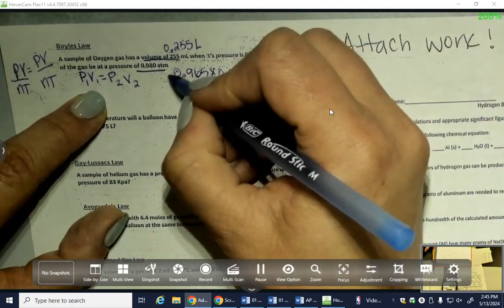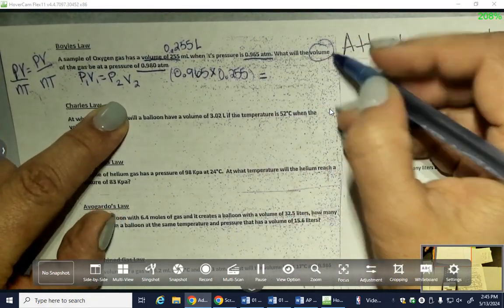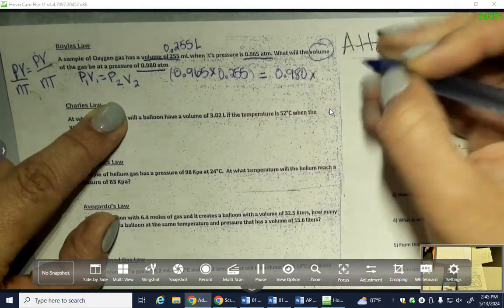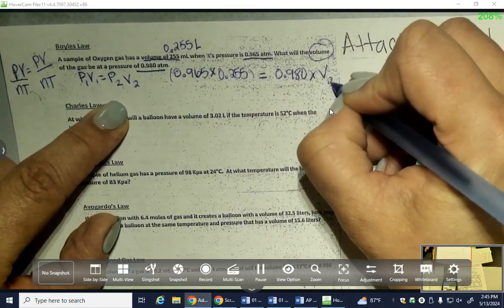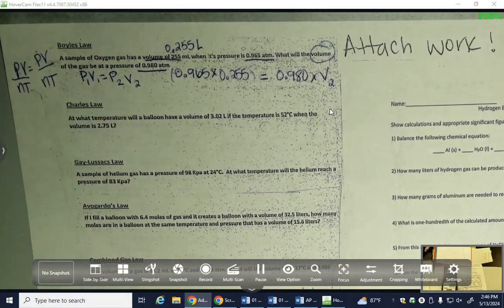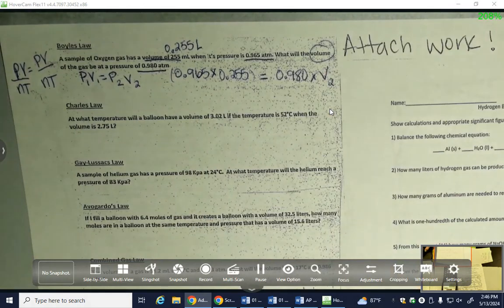Okay, so we have that side, and then we're setting that equal to pressure 2, which is 0.980, multiplied by volume 2, and that is what we're solving for, okay? So when it's laid out like that, basically we've got two numbers that need to get multiplied together on the left-hand side, and then we're going to divide it by the 0.980. So once you have multiplied and then divided, what are you guys getting?